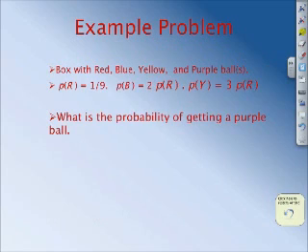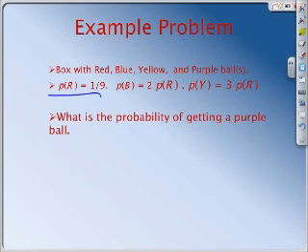Here's an example problem using these facts that we just learned. A box has red, blue, yellow, and purple balls. We're given that the probability of a red ball is 1/9. The probability of a blue ball is twice the probability of a red ball. The probability of a yellow ball is 3 times the probability of getting a red ball. What we're trying to figure out is: what is the probability of getting a purple ball?